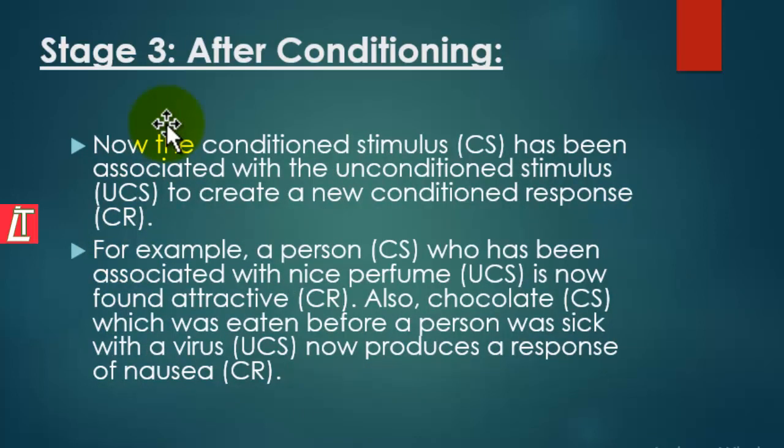Stage 3. After conditioning. Now, the conditioned stimulus has been associated with the unconditioned stimulus to create a new conditioned response. For example, a person who has been associated with nice perfume is now found attractive. Also, chocolate which was eaten before a person was sick with a virus now produces a response of nausea.